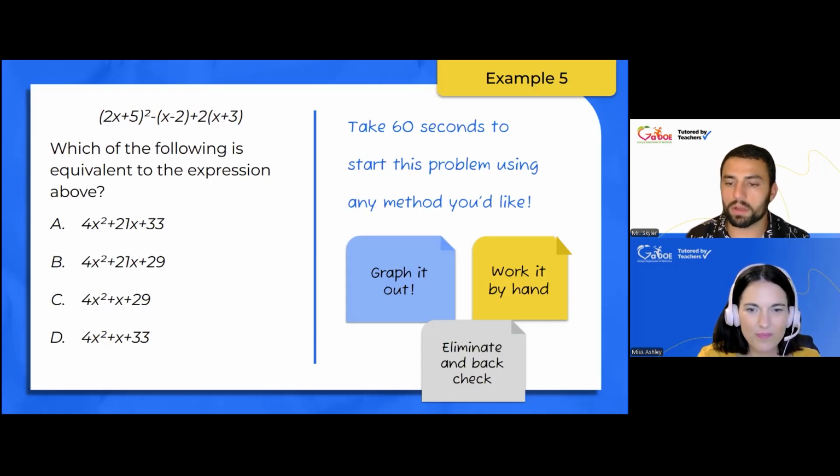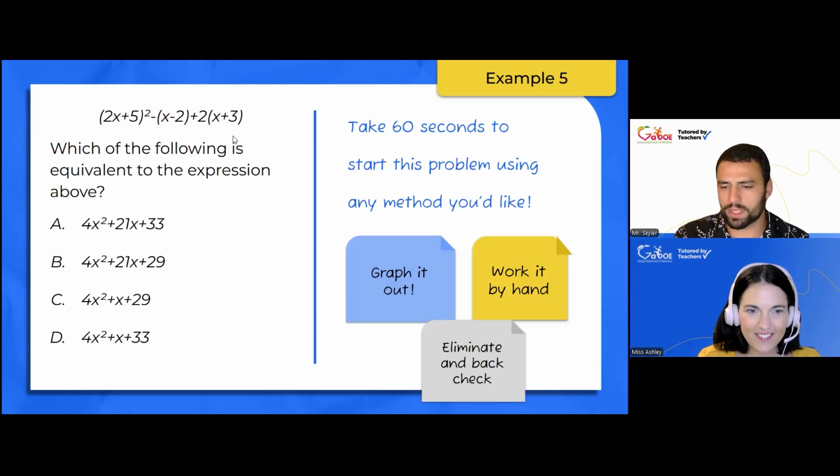We'll read through it. But you guys, I want you to write it down. Maybe you're graphing it out. Maybe you're trying to eliminate it, back check. Now, be tough. But up at the top, we have (2x + 5) all squared minus (x - 2) plus 2 times all of (x + 3).